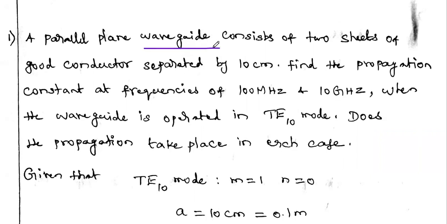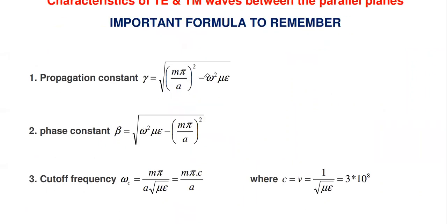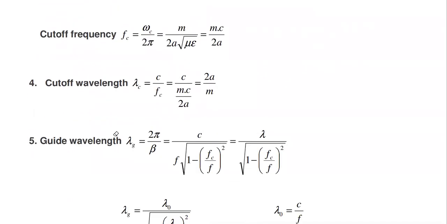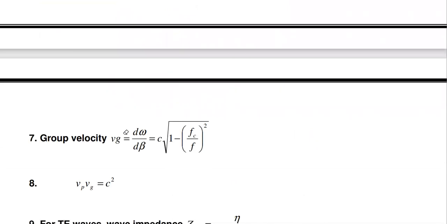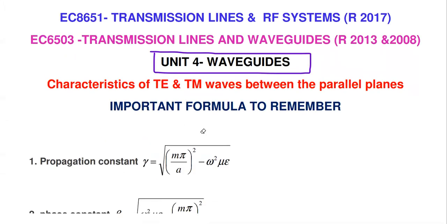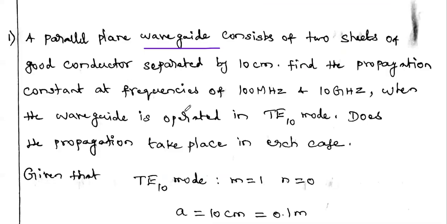So today we are going to solve the problem related with waveguides. This topic is from the transmission lines and RF system and transmission lines and waveguide subject. In the previous video, we discussed the important formulas we have to remember in order to solve these problems: the propagation constant formula, phase constant, cutoff frequency, cutoff wavelength, guide wavelength, phase velocity, group velocity, and wave impedance formulas. If you want to learn those formulas, first learn them and then come back here to solve this problem. Now you see the question.